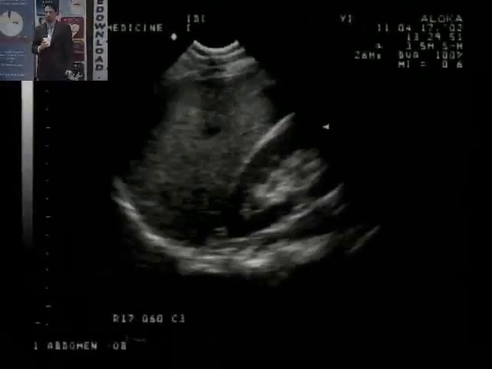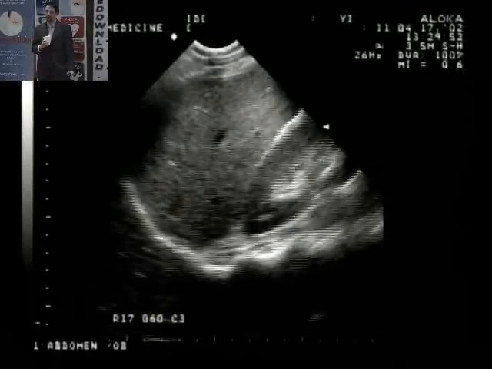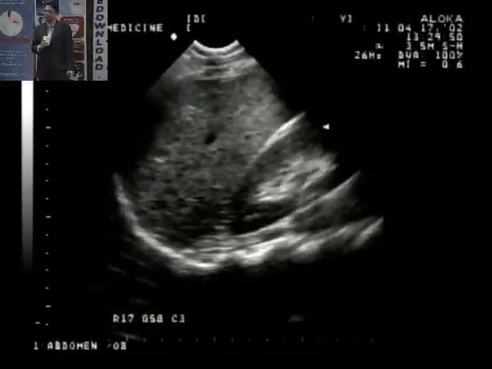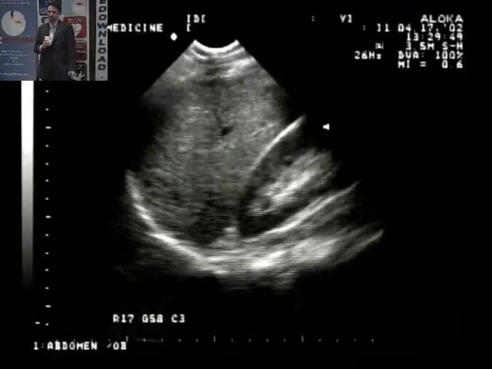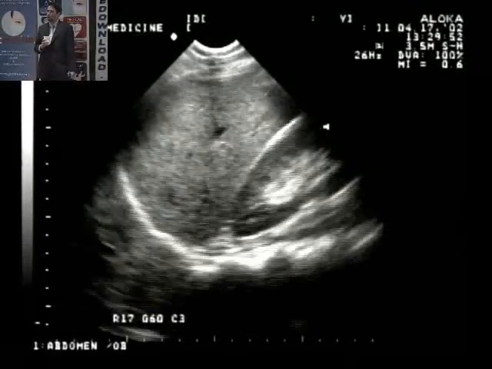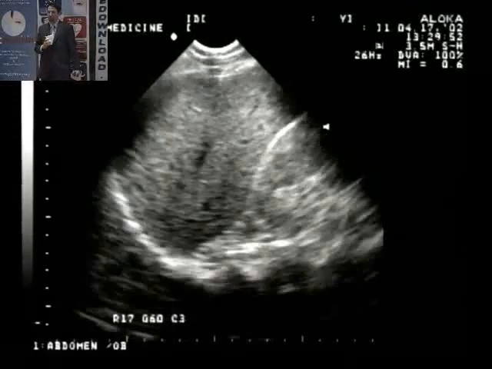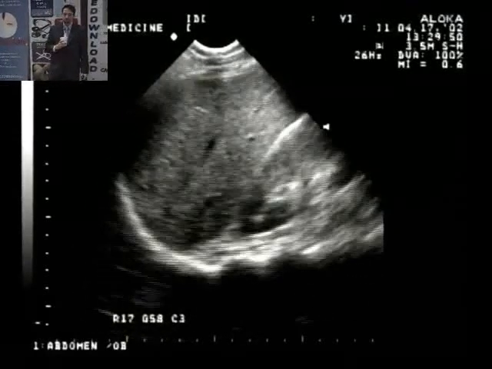Normal kidney, going through the entire kidney. You see the center portion of the kidney appears white. The outer portion appears dark. Get a little peek at Morrison's pouch here. That's a normal kidney, no hydronephrosis.